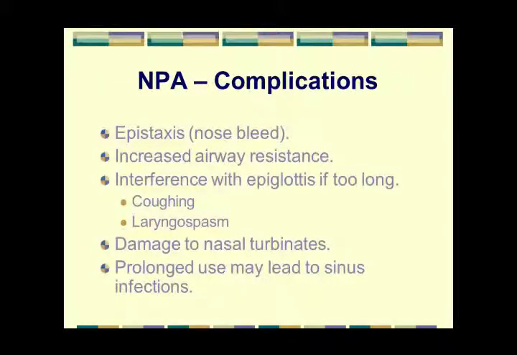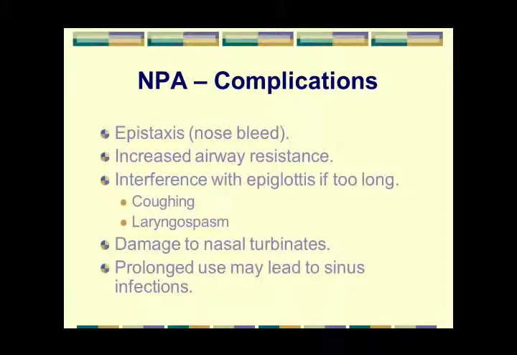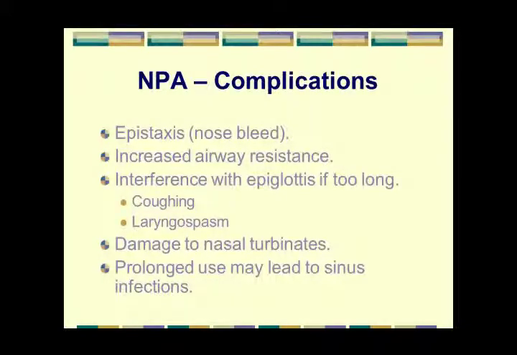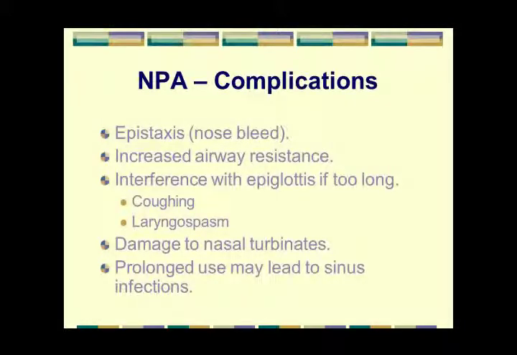Other complications include nose bleeding. What I really want you to be aware of is the fact of it touching the epiglottis. Too long of a tube, that's why we want to visually inspect it in the back of the throat. If you're seeing it extend well beyond the uvula, you run the risk of it coming in contact with the epiglottis. That's going to cause a lot of coughing and potentially laryngospasm.